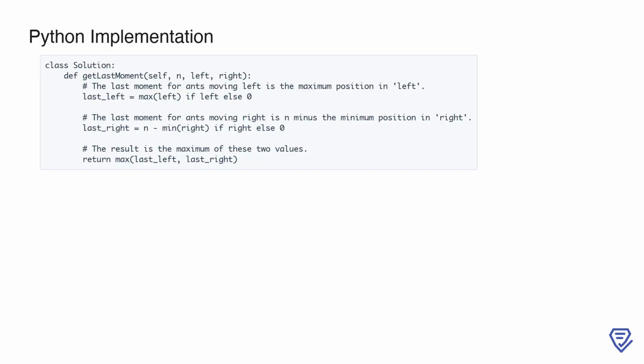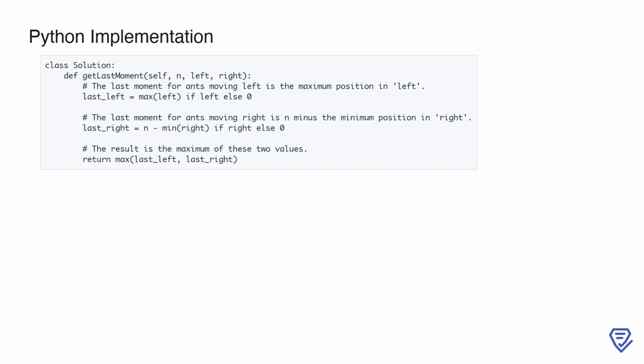The function getLastMoment takes 3 inputs: n, the length of the plank; left, a list of positions of ants moving left; and right, a list of positions of ants moving right. Here's how the solution works. 1. Determine the last moment for left-moving ants. These ants fall off the plank at the same position they start from, so the last moment for them is the maximum value in the left list. If there are no ants moving left, left is empty, this value is set to 0.